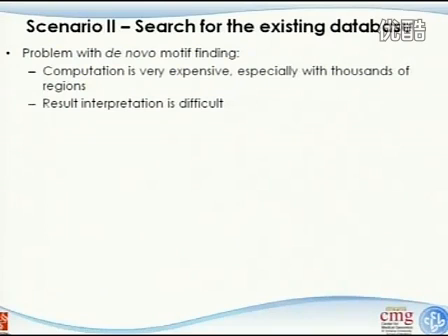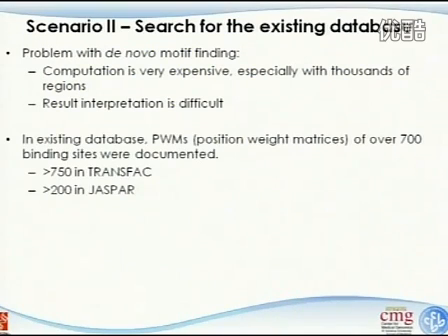The reason I don't put too much weight on de novo finding is that there's a problem with de novo finding algorithms. The first one is the computation is really expensive, especially with thousands of regions. But more importantly, once you find some sequence regions, what are you going to do with those? Right? You don't know which protein is binding there, and you don't know what the cofactors are. So you really don't have much information to help you design the further experiment. A better approach is searching the existing database.